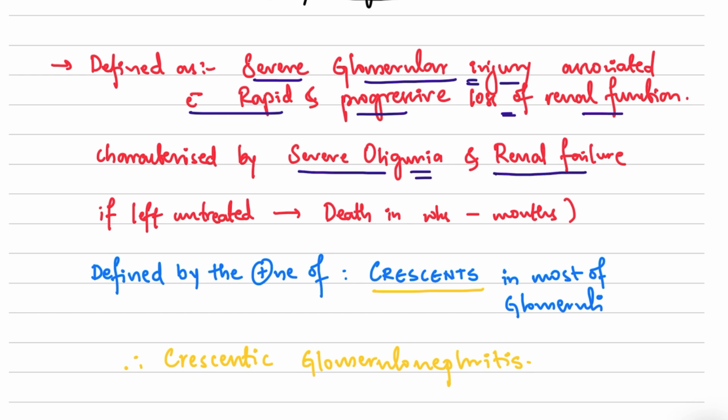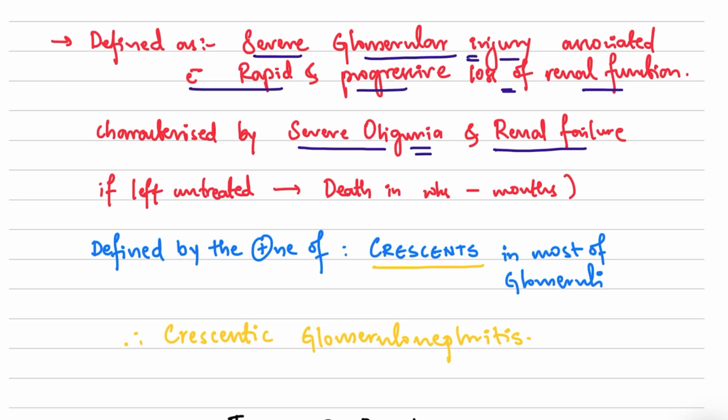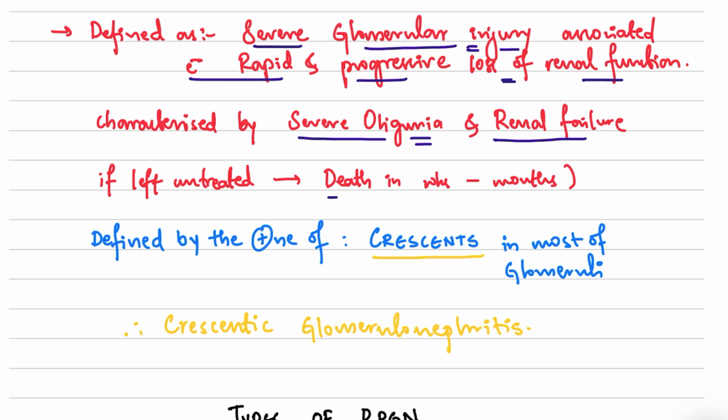There is severe oliguria with renal failure. This is the classic feature of RPGN. And if you leave this RPGN untreated, there will be death of the patient within weeks to months. So this is a very serious condition.